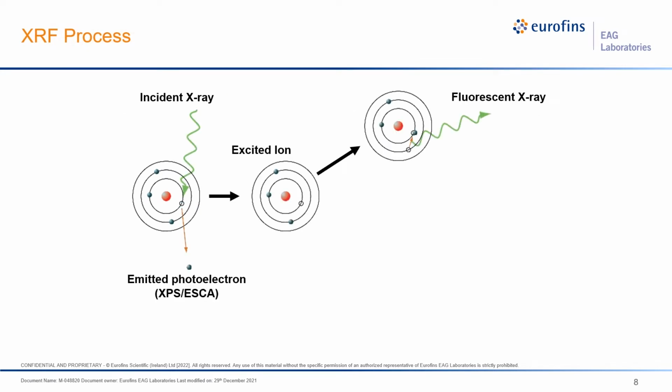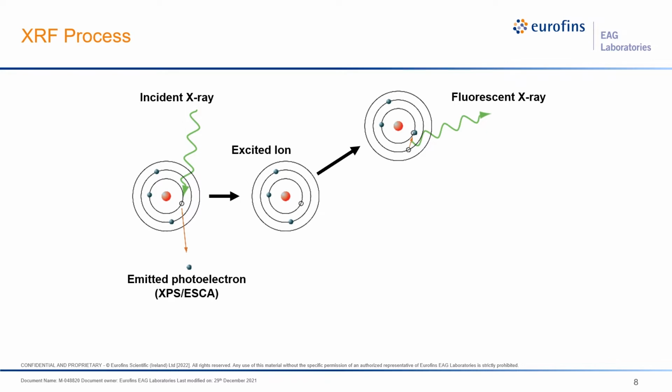So first we're going to highlight the X-ray fluorescence process. And what we have here is we're showing an atom. And what happens is we have our incident X-ray come in, it ejects an inner shell electron, which becomes an emitted photoelectron, which is what gets measured during XPS measurements. This atom is then in an excited state, and then what we have happen is an outer shell electron drops down into the inner shell, and it emits a fluorescent X-ray.